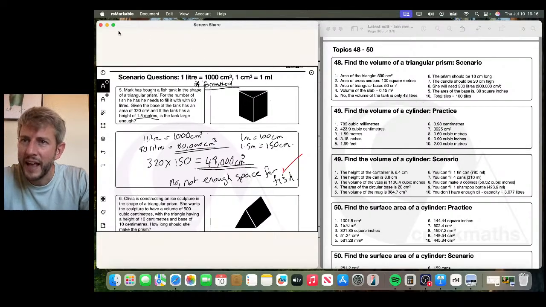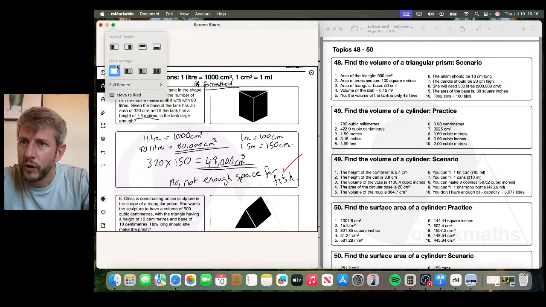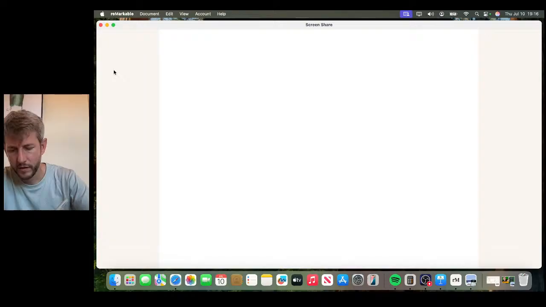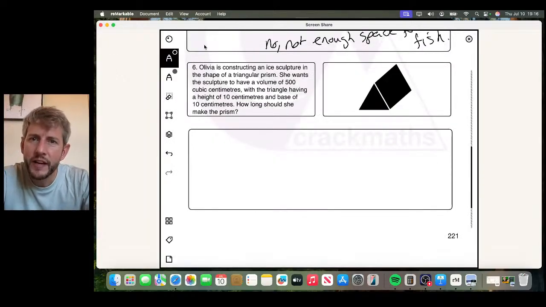Okay, right, last 5 for today. Right, so here we go. So we've got here, Olivia is constructing an ice sculpture in the shape of a triangular prism. She wants the sculpture to have a volume of 500 cubic centimetres, with the triangle having a height of 10 centimetres and a base of 10 centimetres. How long should she make the prism?